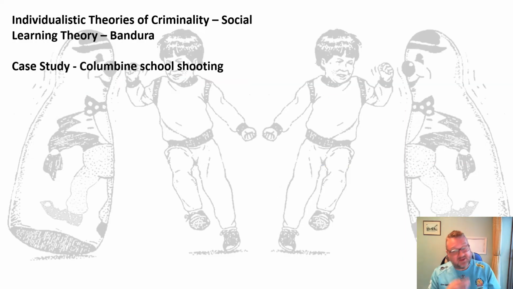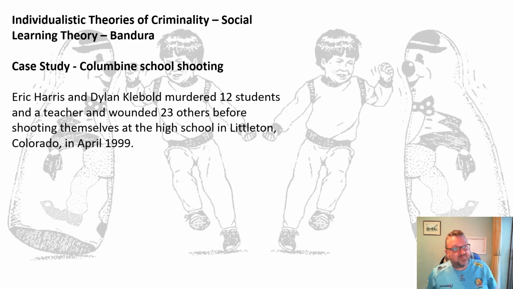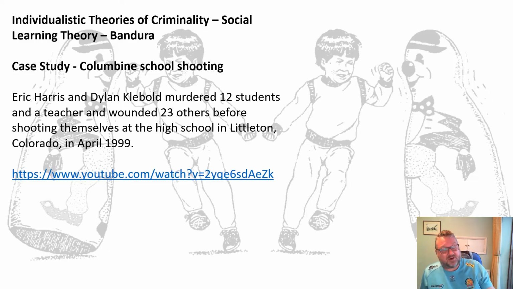The other case you can use is the Columbine school shooting. That's Eric Harris and Dylan Klebold. They murdered 12 students and a teacher and wounded 23 others before shooting themselves at a high school in Littleton, Colorado in April 1999. There's a really good documentary by Michael Moore called Bowling for Columbine, which won an Oscar back at the turn of this century. It's a fantastic film. I thoroughly recommend you watching it. But if you want a clip from YouTube on the Columbine killing, that's the one to go for.